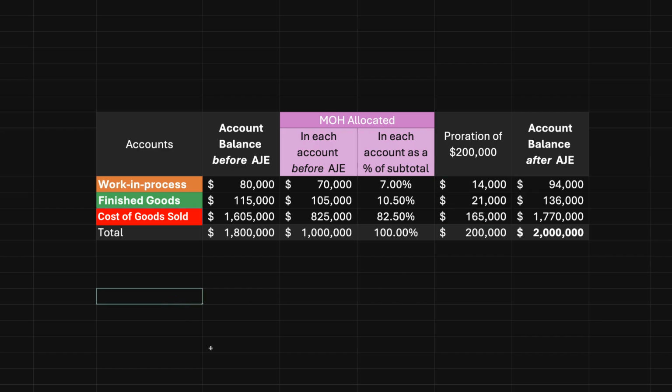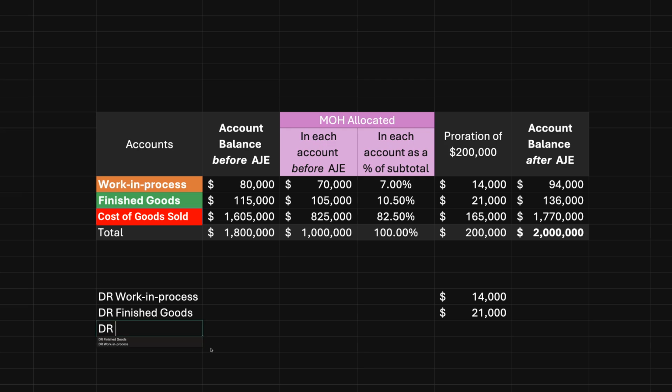Maybe I can even do it down here. We could say debit the work in process, and that will be 14,000. We can debit finished goods for 21,000.